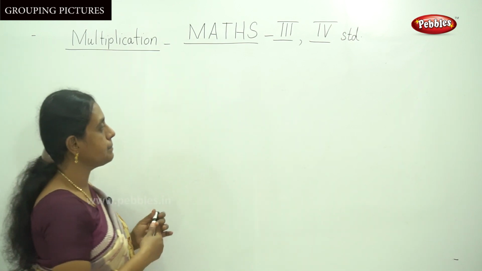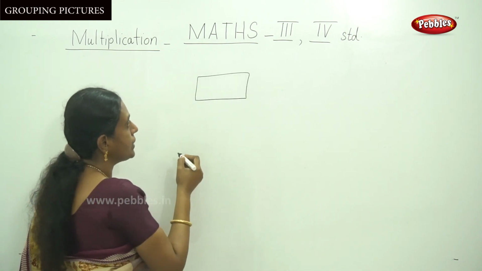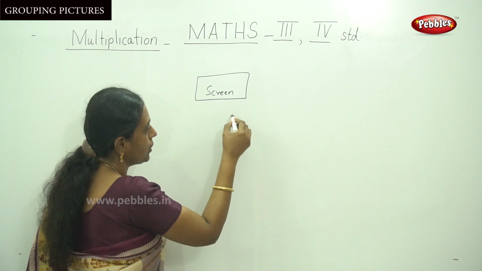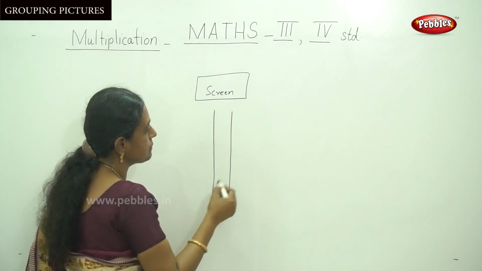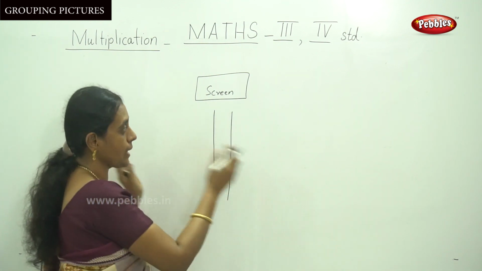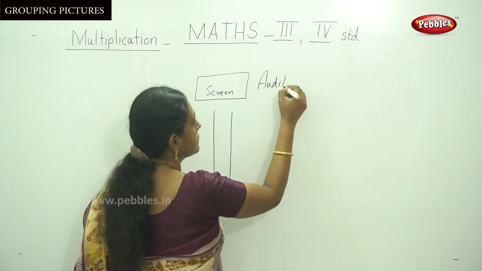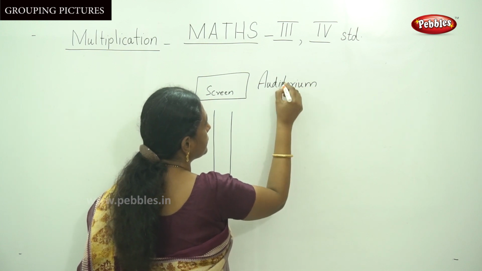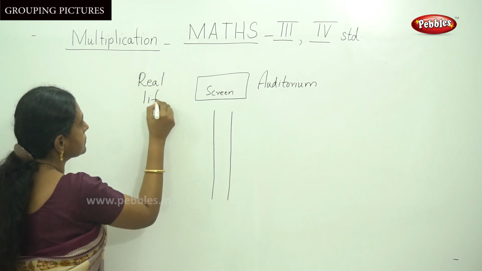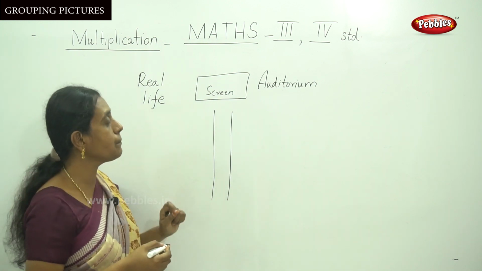For example, here is a movie theater or auditorium. This is a screen. Let me show, this is a center way. There are 2 sides, with chairs on each side. The left hand side, and this is an auditorium. That is real life maths. Why do you need to know about multiplication? The need for multiplication is its real life application.